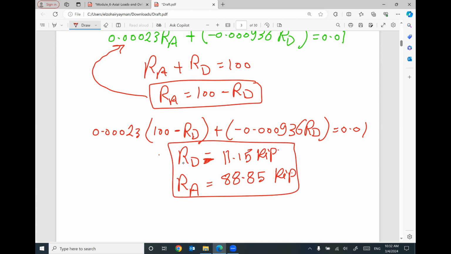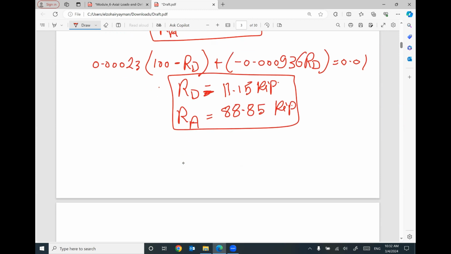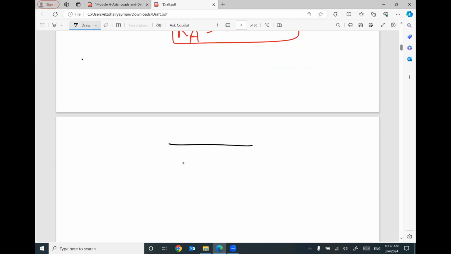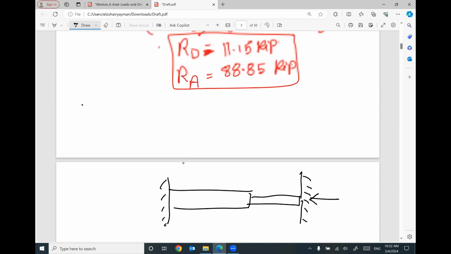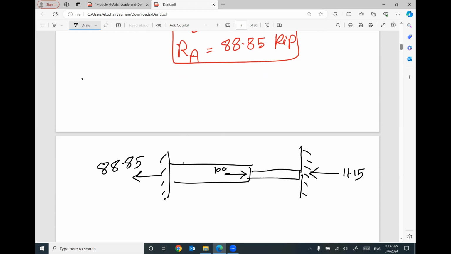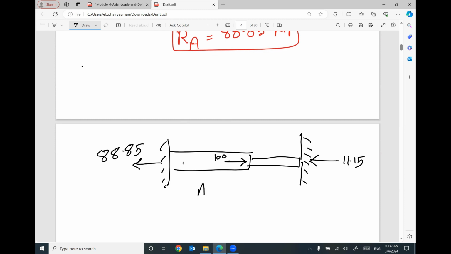Once you get the reactions at A and D, I can say this is the final problem. We have hitting here the wall. We will have reaction here at D equal 11.15. We have applied force here 100, and we have a reaction here 88.85. This is for the applied force.